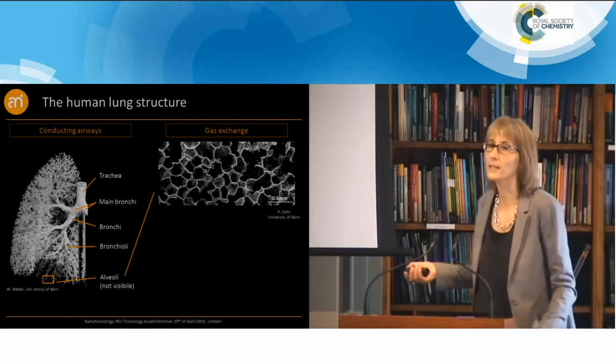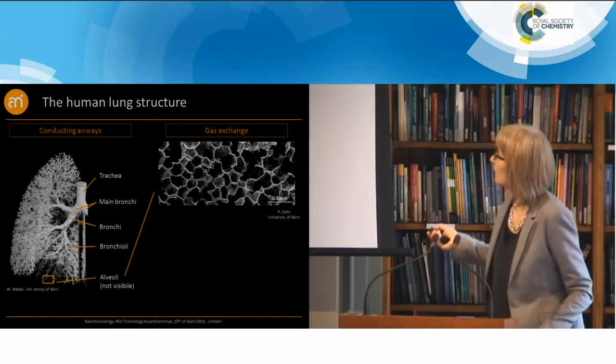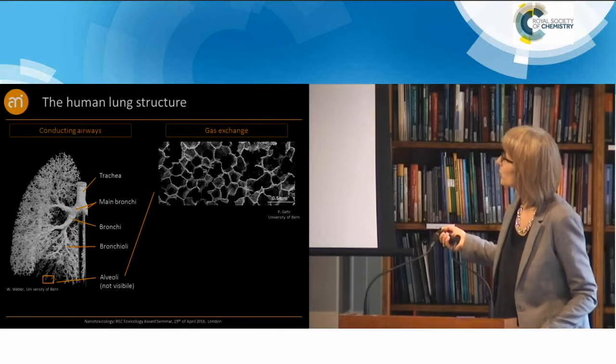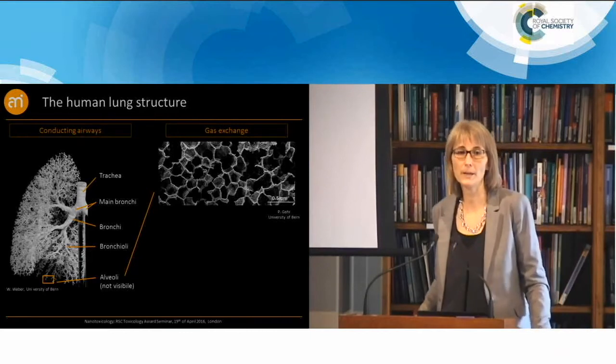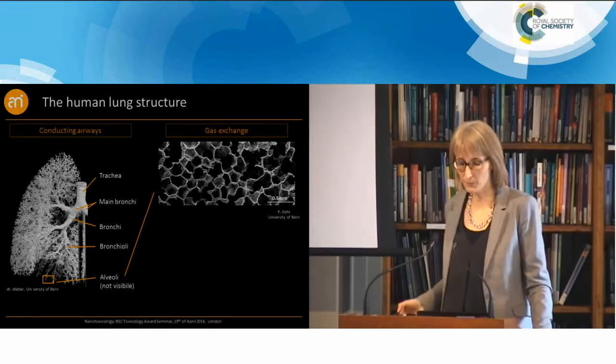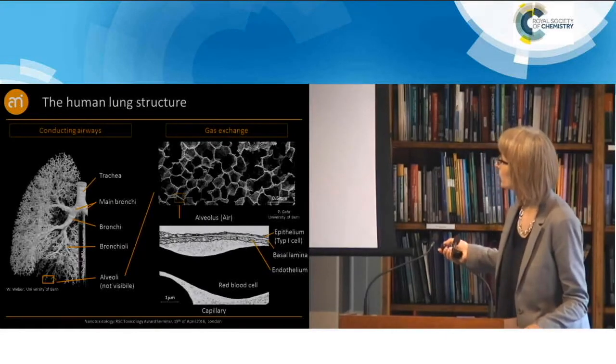This is a scanning electron micrograph of the lung parenchyma, and you see that most of the space is filled with air, and these air compartments are separated by the so-called interalveolar septa. And if we focus again a little bit more, here in one of these regions.